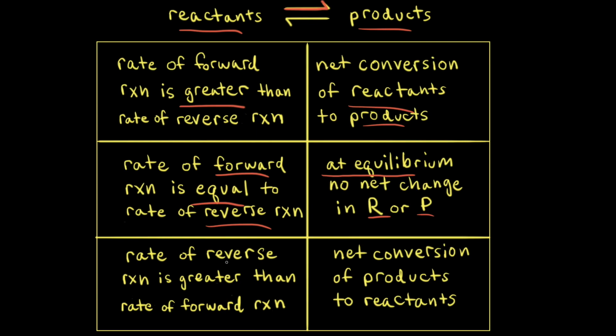And then finally, if the rate of the reverse reaction is greater than the rate of the forward reaction, there's a net conversion of products to reactants. So products are turning into reactants faster than reactants are turning into products. In the example that we looked at, the rate of the forward reaction was greater than the rate of the reverse reaction, and eventually the rates became equal and the reaction reached equilibrium. If we had looked at an example of this third case, where the rate of the reverse reaction is greater than the rate of the forward reaction, eventually the two rates would become equal, and this reaction would reach equilibrium too.